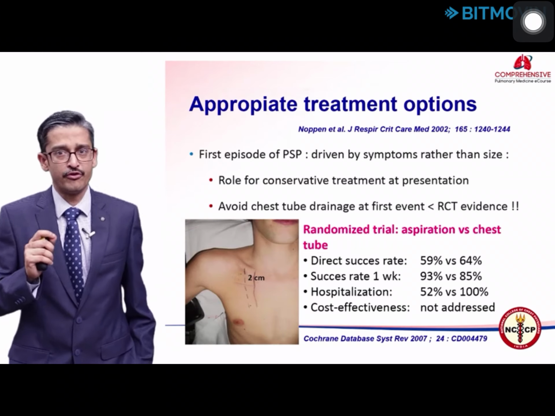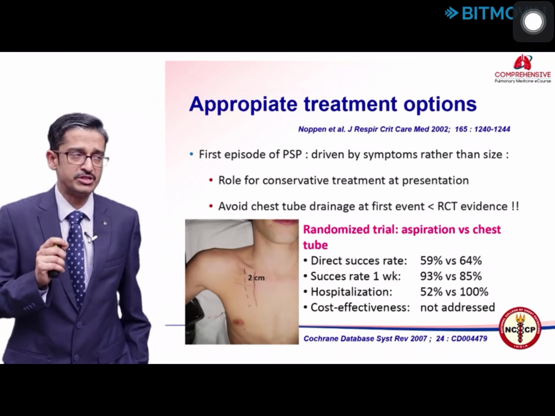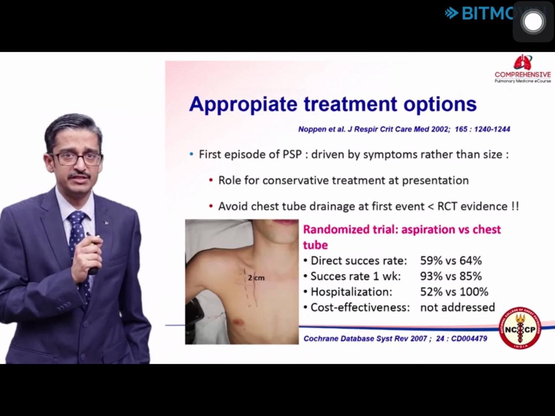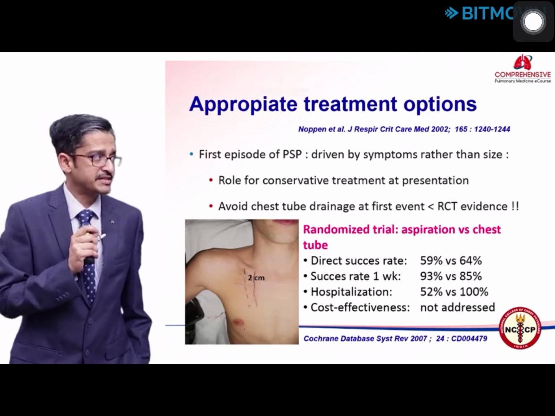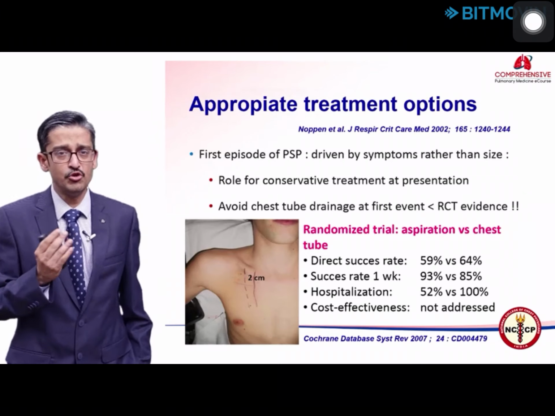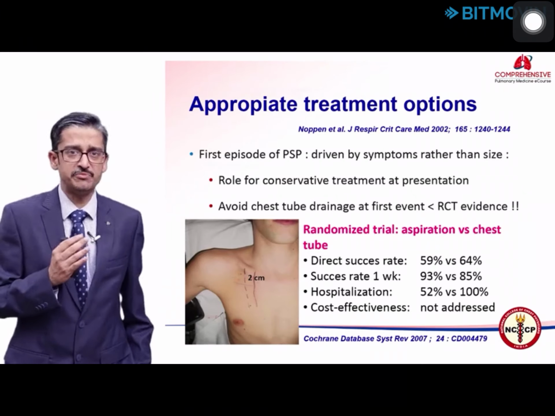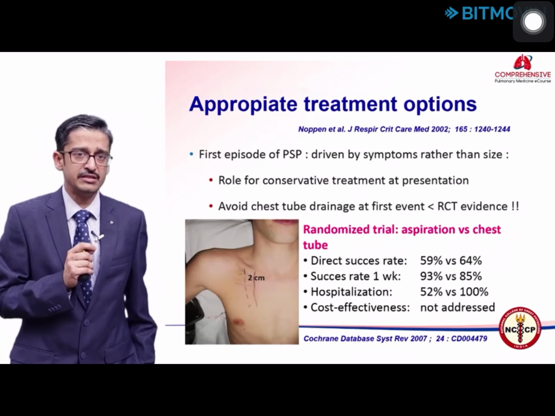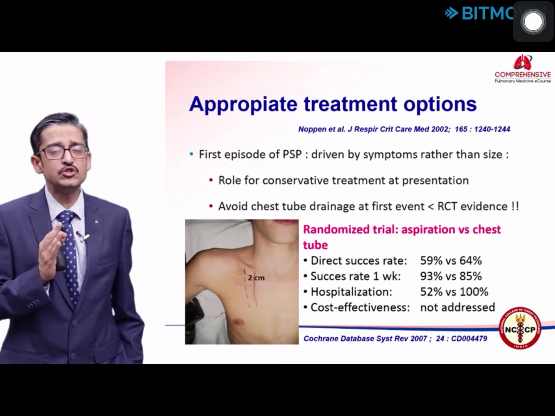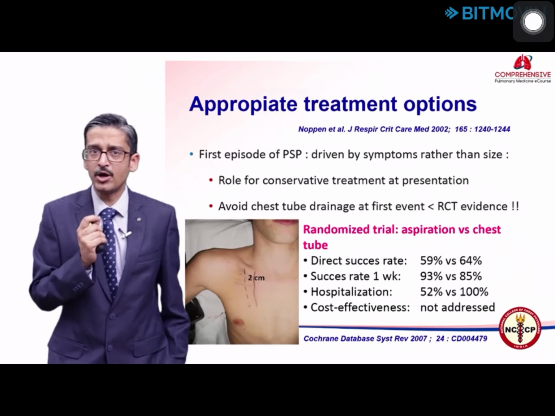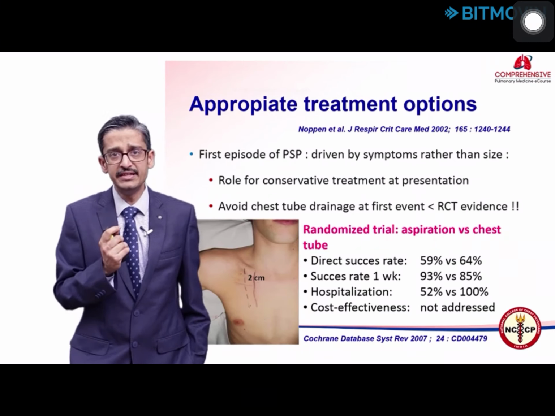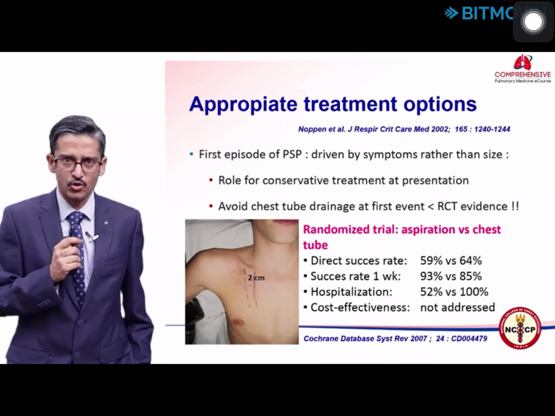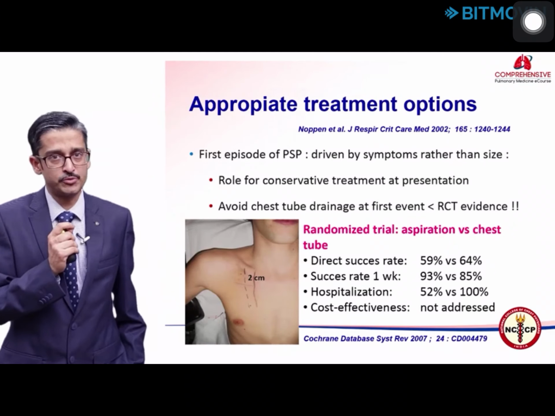So, do you go for aspiration or do you put in a chest tube? And I have summarized here some of the evidence that's available. So, the success rate is not very different. You're looking at a success rate of about 60%, give or take 2 to 4%. The success rate after 1 week again is very similar. So, you're looking at a ballpark of about 90% with either technique, be it aspiration or be it a chest tube. What's different, however, is hospitalization.